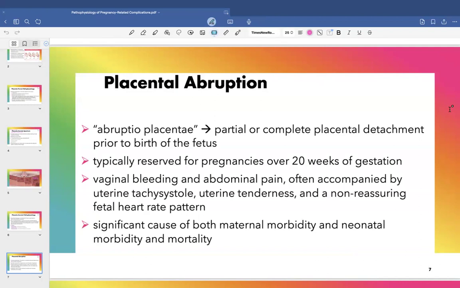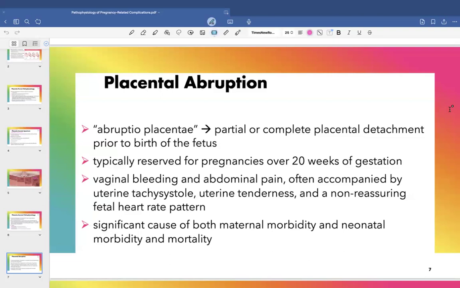Okay, and compared to previa, this is typically painful bleeding, as opposed to painless bleeding, which is what you get with previa. Think about this highly vascular exchange organ that's linking mom and baby, and all of a sudden it starts to separate from the uterus. And so you're going to have bleeding.